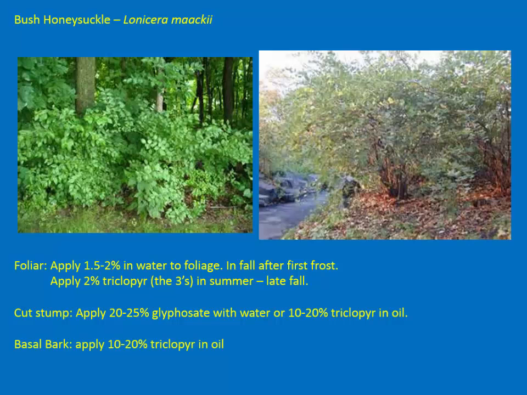You can also spray foliar in the summer through the fall using Garlon 3A or one of the triclopyr amine salts, the threes. If you want to go through and cut, you can apply a 20 to 25% solution of glyphosate in water, or triclopyr in oil, the 20% of the fours. And the basal bark is just simply a 10 to 20% solution applied to the stem.